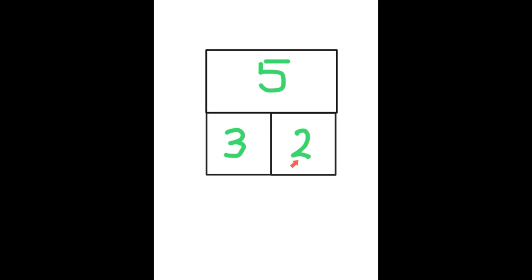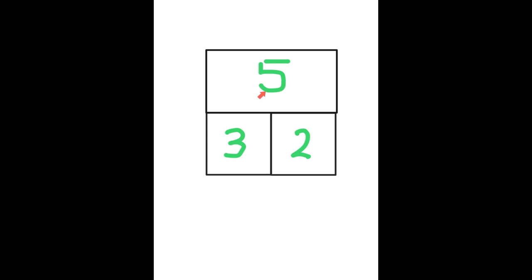Show me that with your fingers. Show me 5 puppies and show me 3 going home this time. 5, put 3 fingers down. 5 puppies and 3 had to go home. 2 were left. See that on your fingers? You've got 2 fingers left.